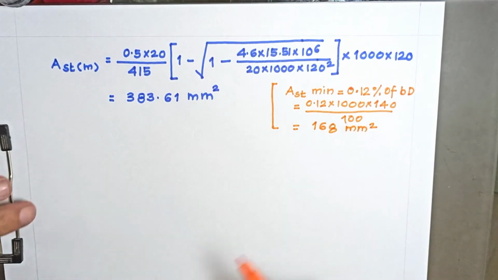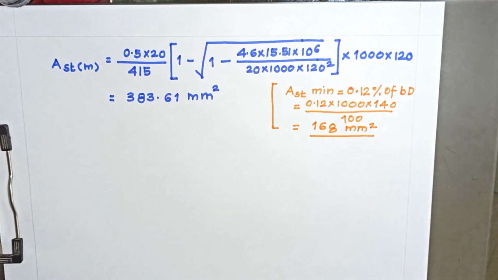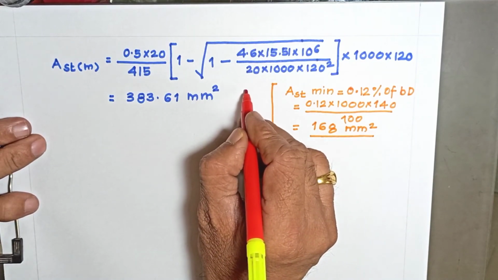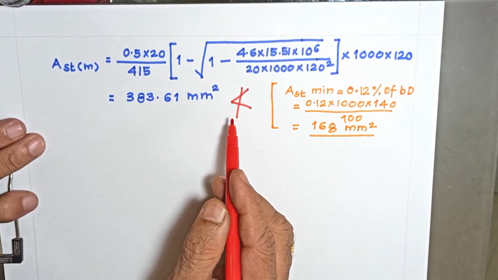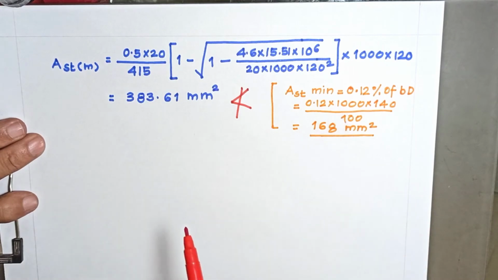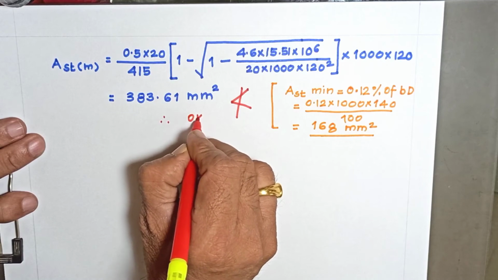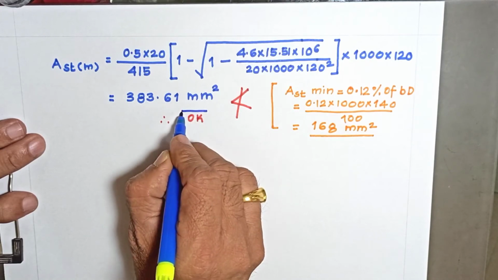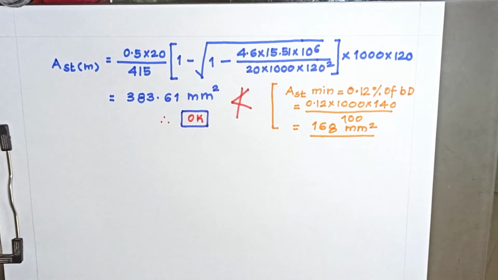Okay, now you can see that the minimum area of reinforcement is 168. The area of reinforcement which we have calculated by the formula is 383. So you can very easily see that this is not less than. This is important, not less than Ast minimum. Therefore, this is safe, or okay. This is the area of main reinforcement.